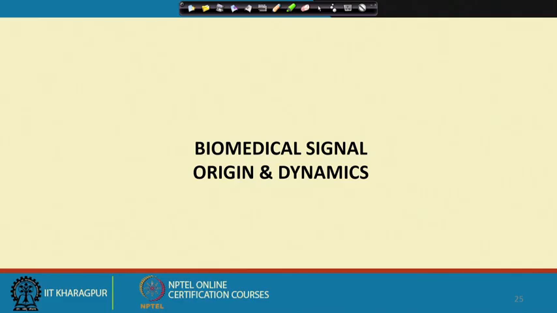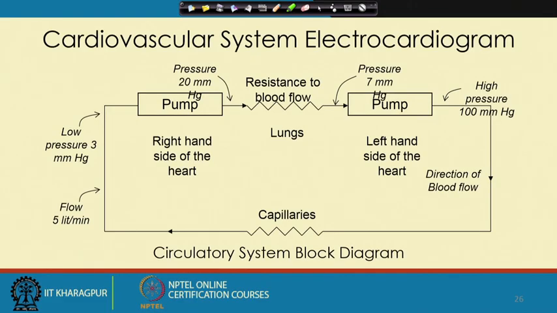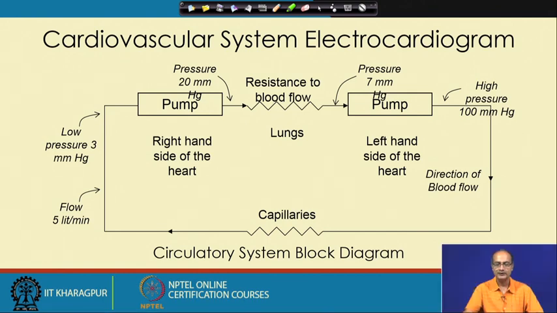Now, we will look at the biomedical signal origin and the dynamics. First, let us look at the cardiovascular system and electrocardiogram. As a part of it, let us look at the cardiovascular system.